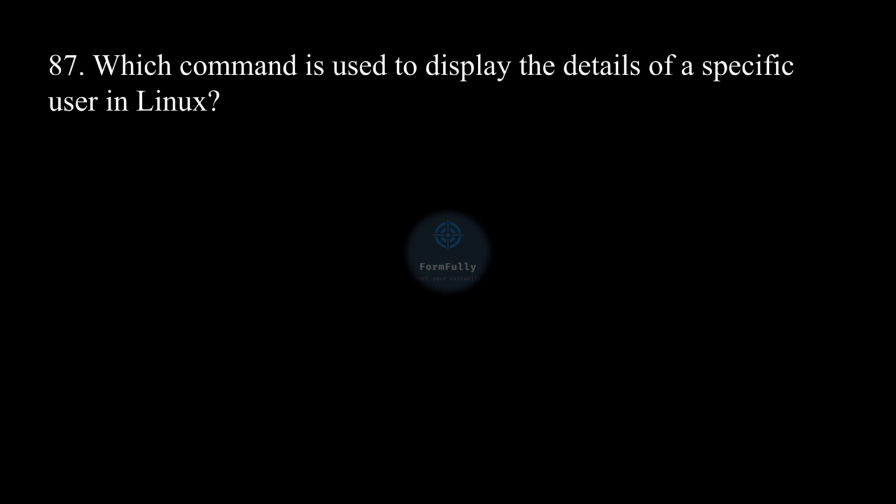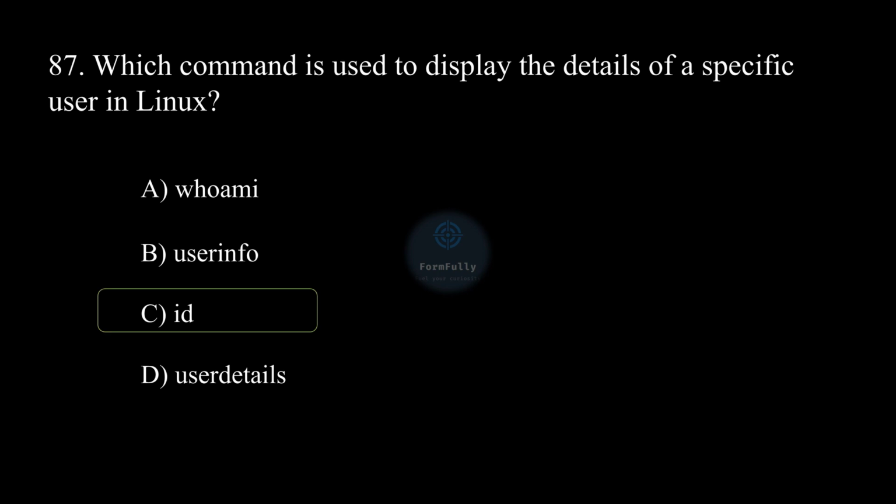Which command is used to display the details of a specific user in Linux? Options are whoami, user info, id, user details. So the correct option is id. The id command in Linux provides information about the current user or a specified user, such as their user and group IDs, supplementary group IDs, and the groups the user is a member of. whoami returns the current logged in user. User info and user details are not standard commands for displaying user specific details in Linux. The correct option is id.